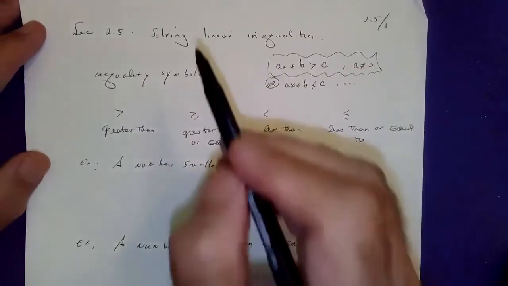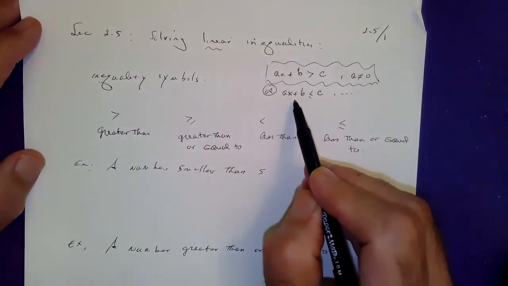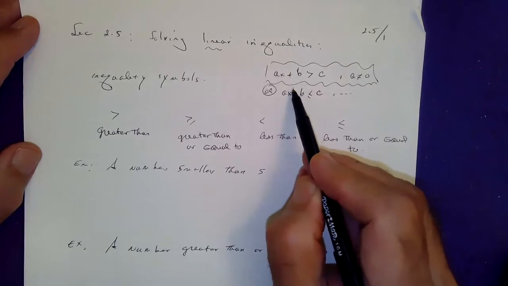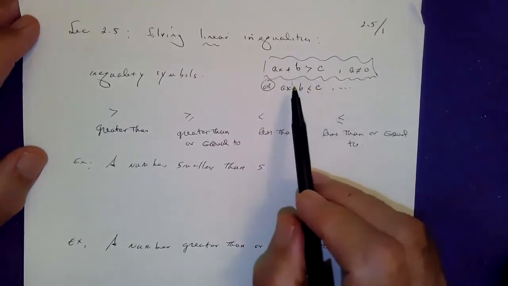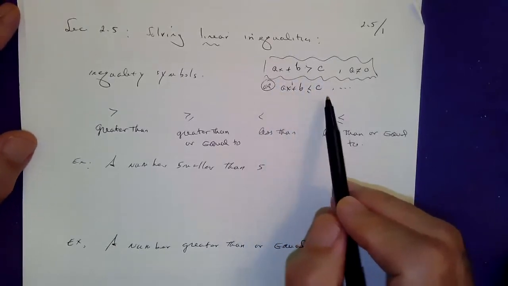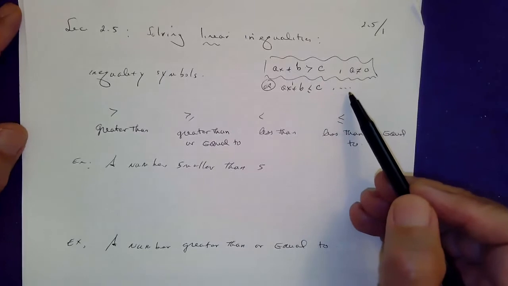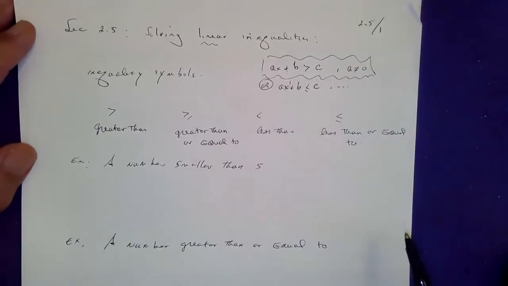So we're still dealing with linear. That means the powers of x in our inequality will be 1, right? And this is how they look like: something x plus some constant greater than c, or less than or equal to c, or just less than c, or greater than or equal to c.